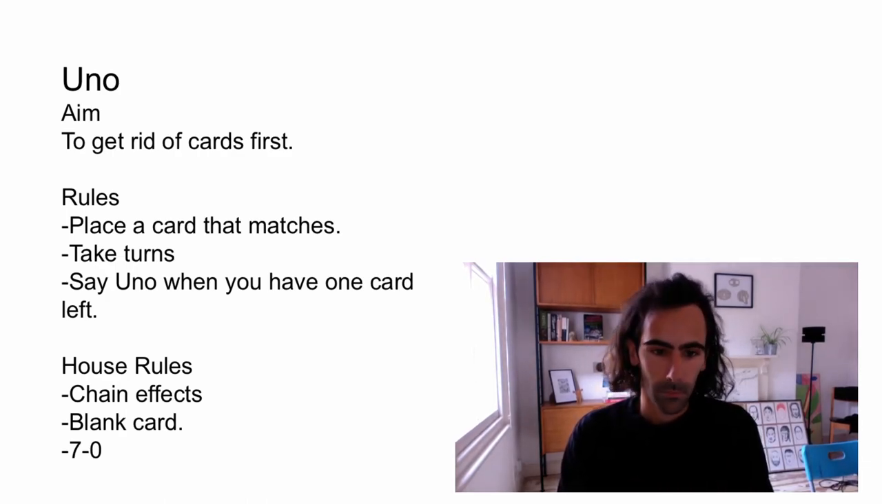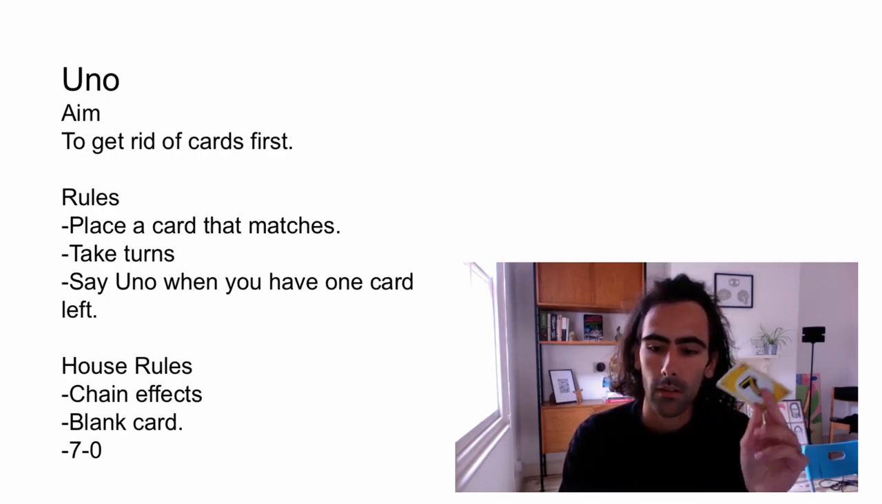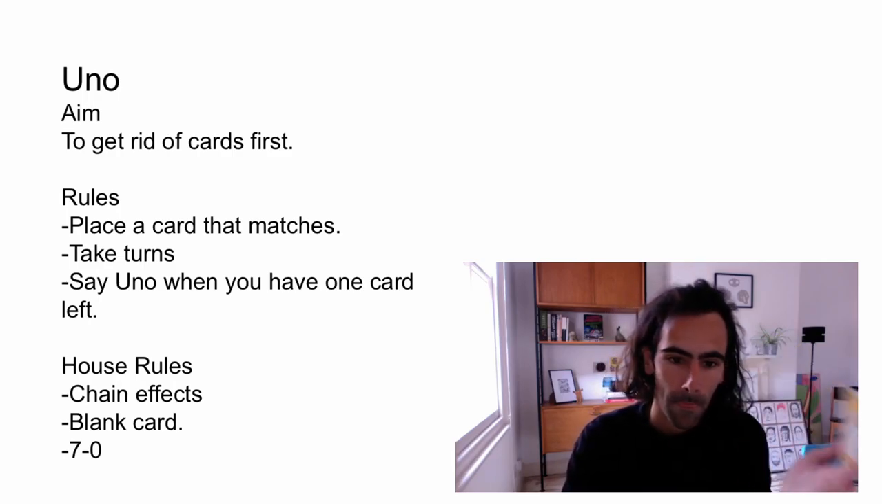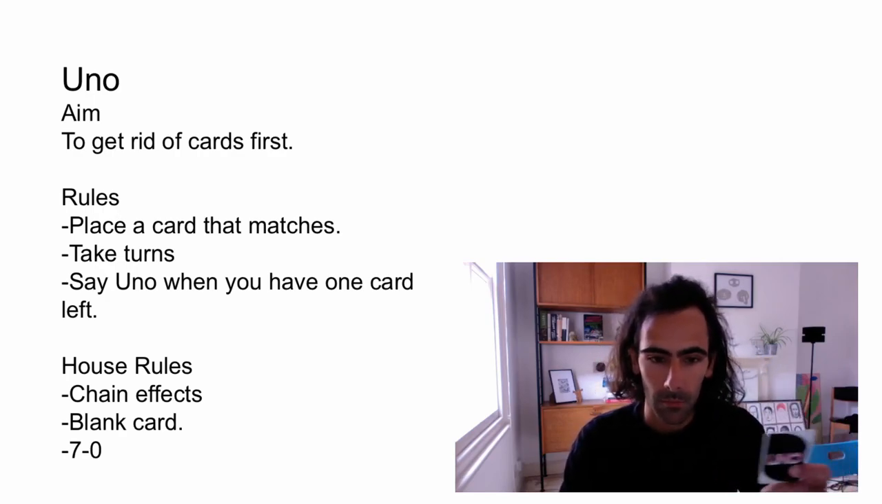Another part is you're taking turns. And another rule is that when you get down to your last card on that turn, you need to say Uno so that other people know that you're on your last card and you might win the next turn. So they have to do something to try and stop that.